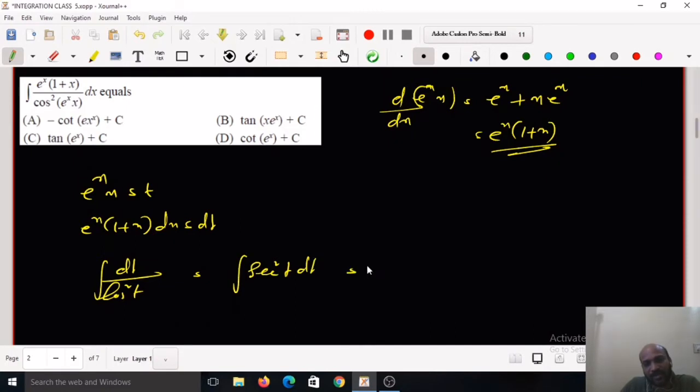So integration of sec square is tan t plus c. So the answer is tan of t, where t equals e raised to x into x, plus c. So option B is the right answer. Okay.